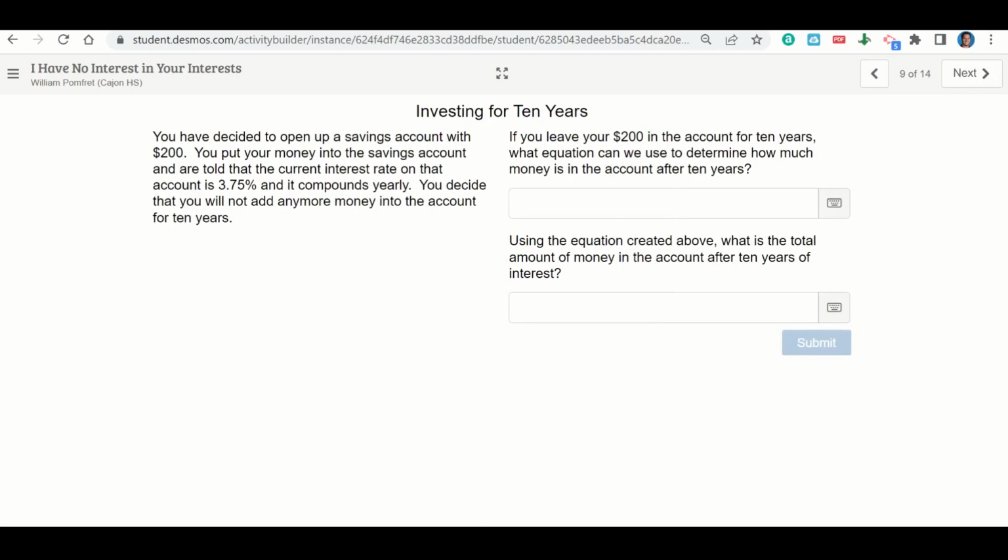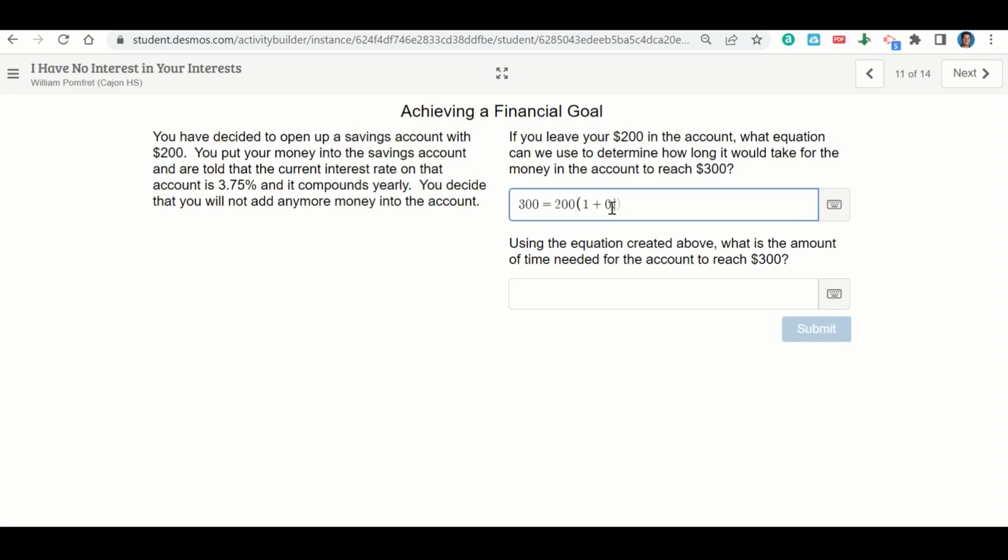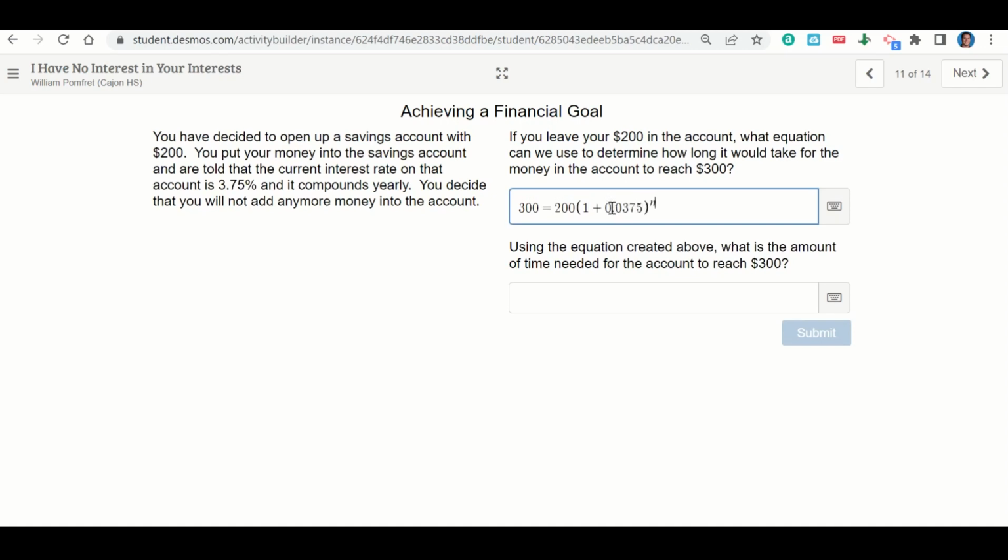So now we're doing it for 10 years. Now the next one says, if you leave your money in the account for a certain amount of time, how can we determine how long it'll take to get to $300? So this time we do know the total, which is 300. We want 200 times 1 plus, we know the interest rate is 0.0375 to the n. So you'll need to put this into your calculator and solve, and this will tell you how long it'll take you to reach $300.